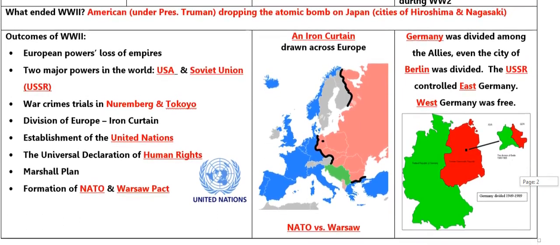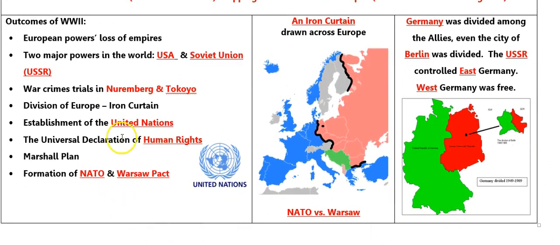So we're down here on the second part of our sheet, the outcomes of World War II. That's where we're going to start. That's kind of our important thing we're talking about today. So the European powers' loss of empires. At the end of World War II, we're going to end up with two strong major powers. Everybody else has kind of fallen, and the two that we're left with are America and the Soviet Union.